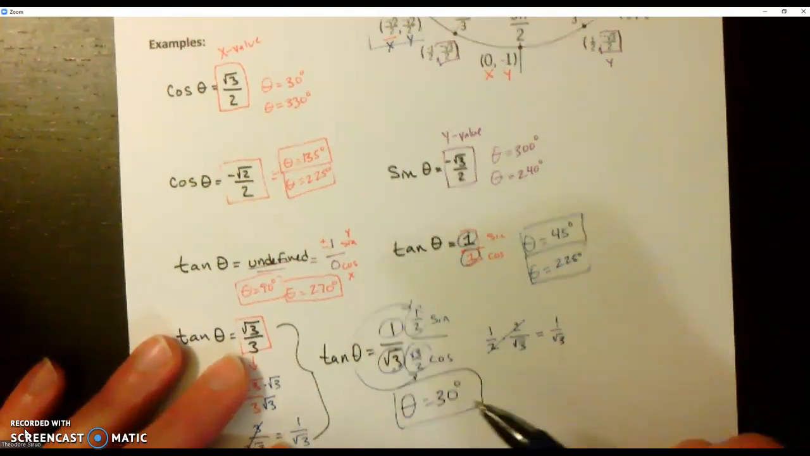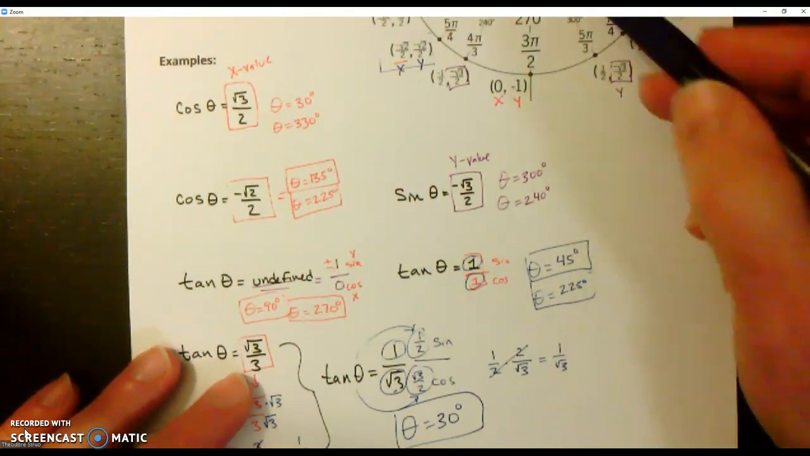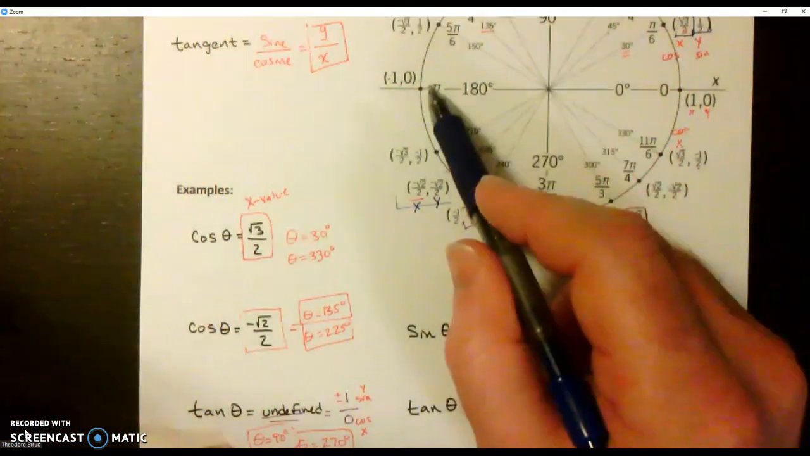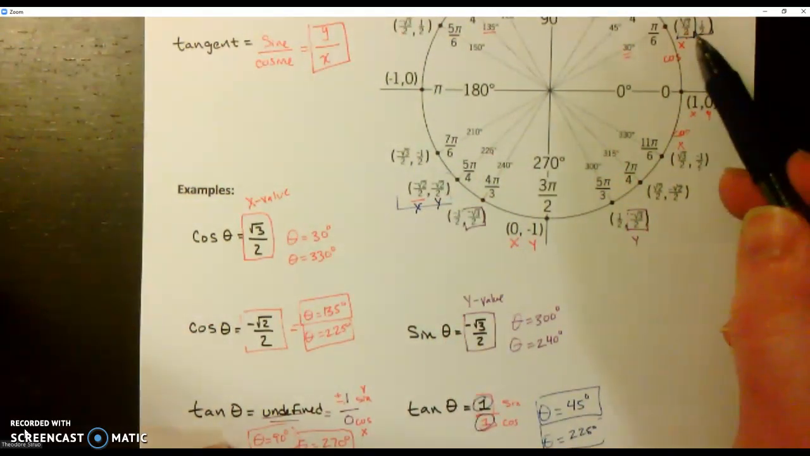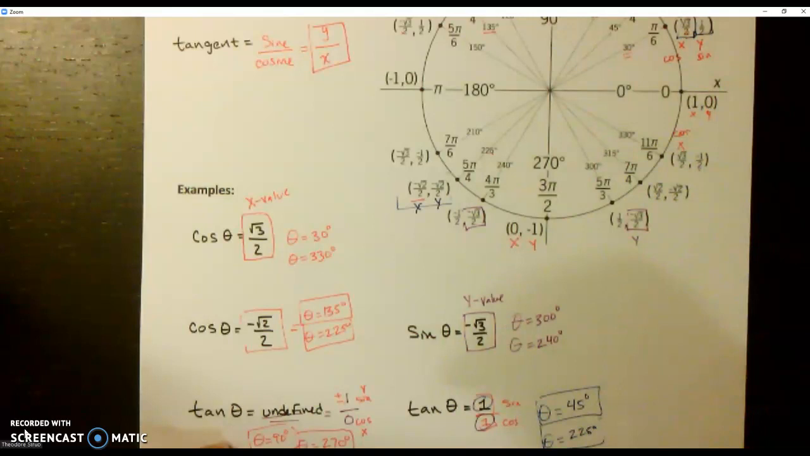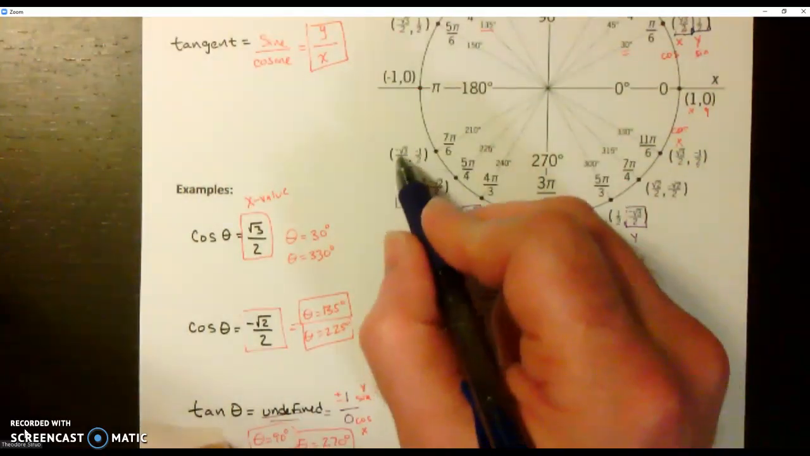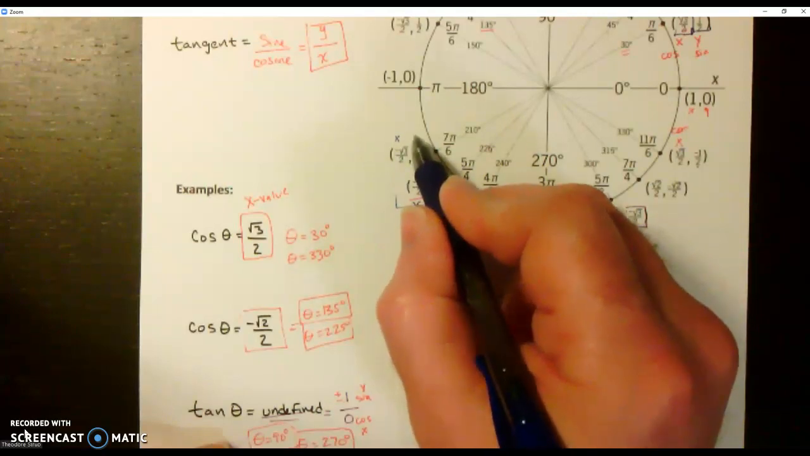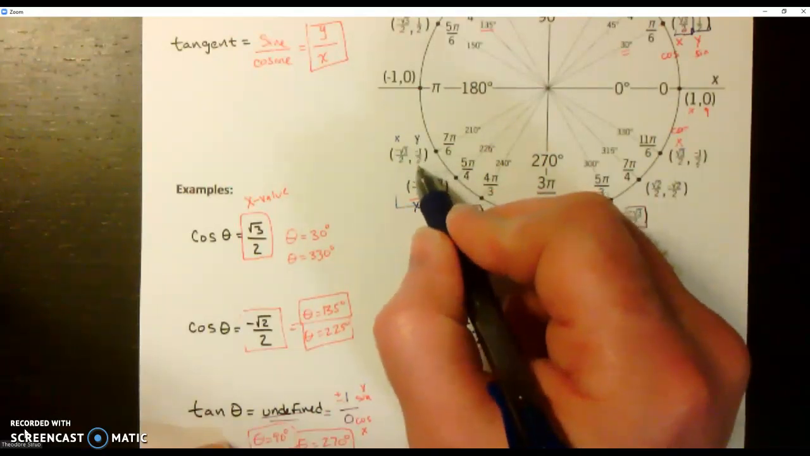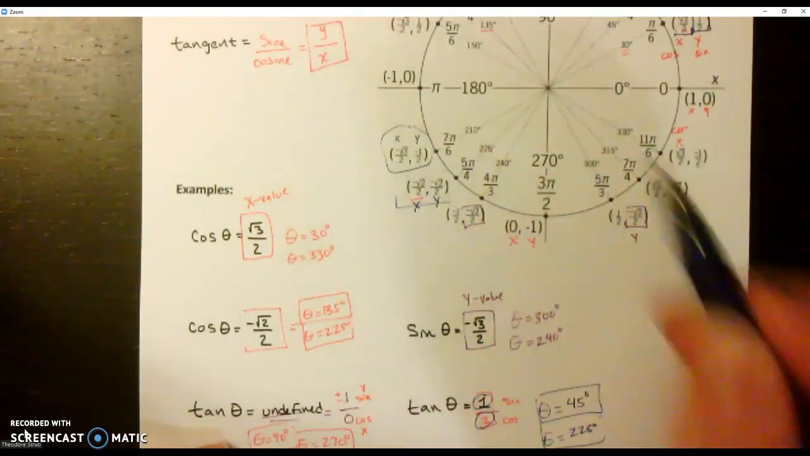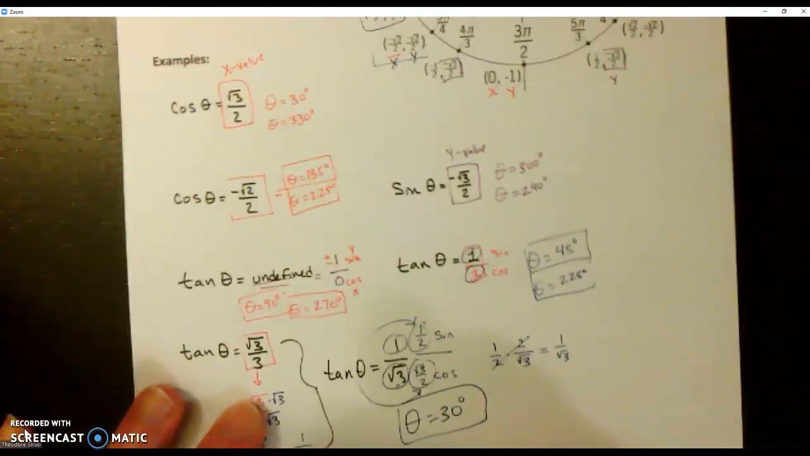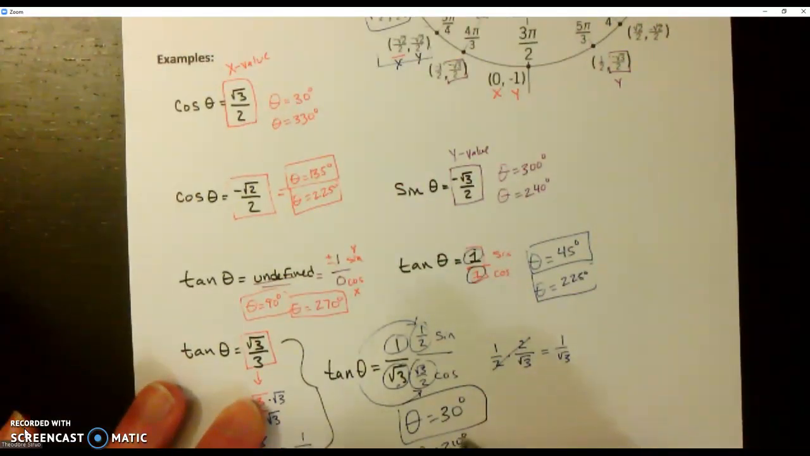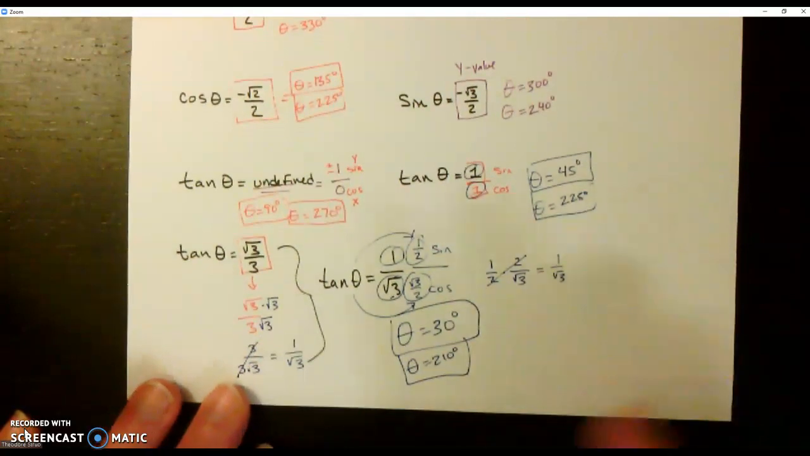But don't forget, the ratio could also work when both of the items are negative. So we're looking for the same point, but with negative signs. So when is cosine equal to negative square root 3 over 2? That's the x value. When is the sine value equal to negative 1/2? I get 210 degrees. That one might be a little bit more tricky.